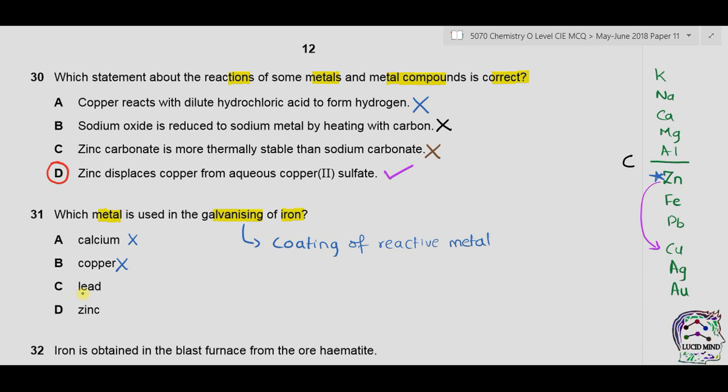In part C we have lead. Again, lead is less reactive than iron, so it is not used. Then we have one option left, which is zinc, and zinc is more reactive than iron. Now zinc can be used in galvanizing of iron. It will protect iron from further corrosion, and it will also act as sacrificial protection. The correct answer is therefore D.